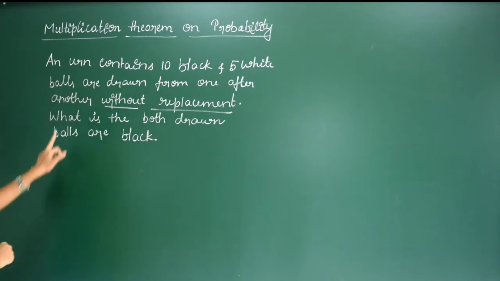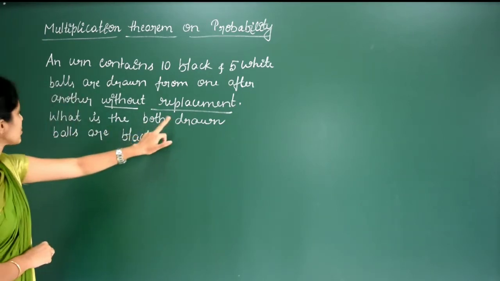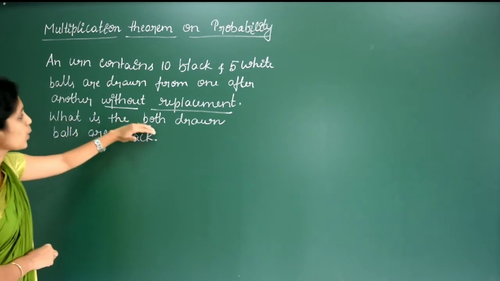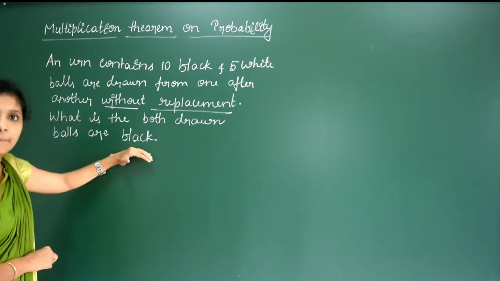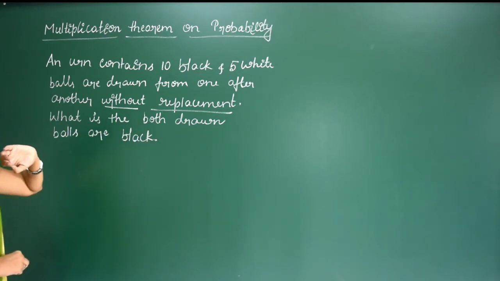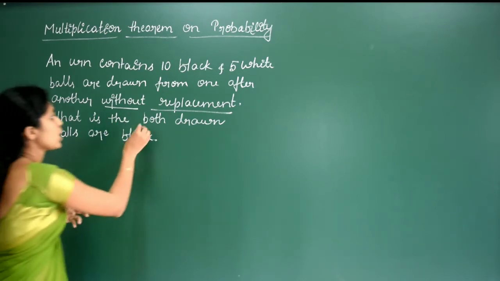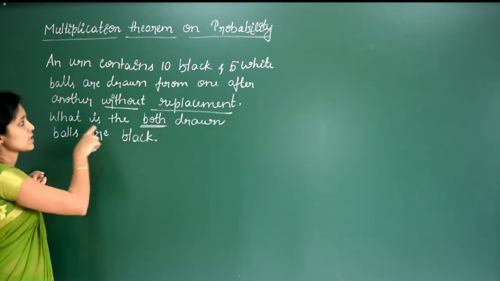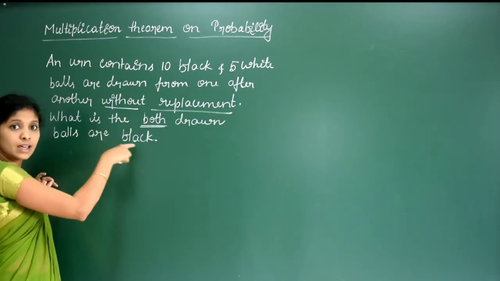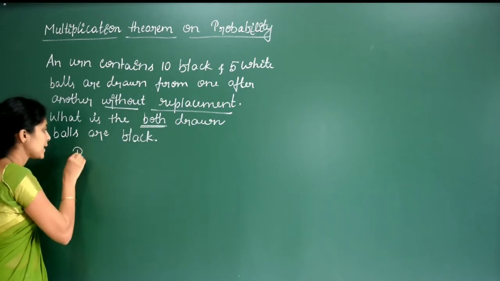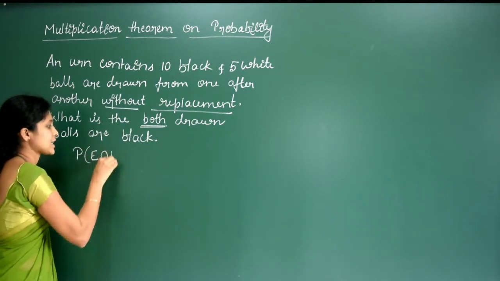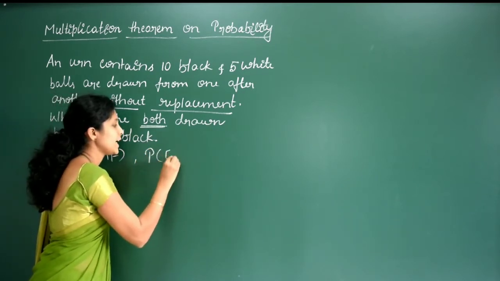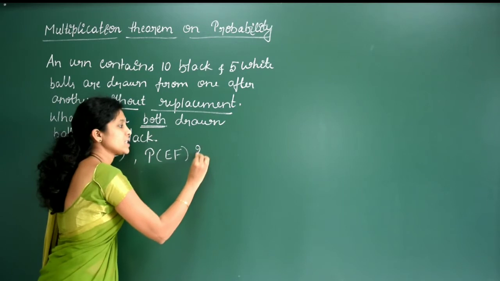Now what do you have to find? What is the probability that both the drawn balls are black? Both the balls should be black. Both means it should be an intersection, right? You have to find the probability that both the drawn balls are black. So we need to find P of E intersection F, or we can write simply this as P of EF. So we need to find this one.